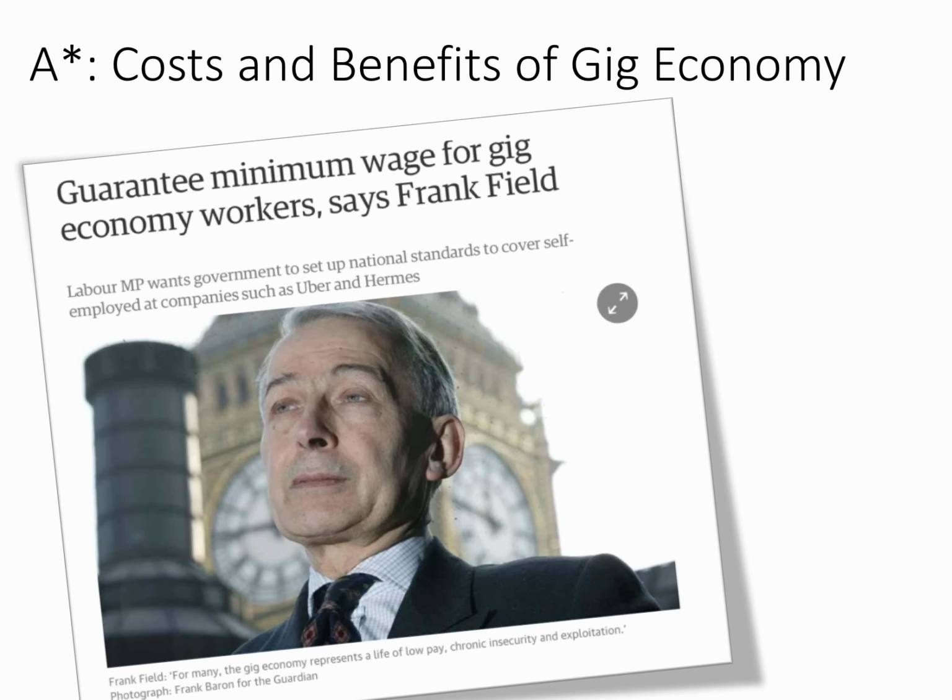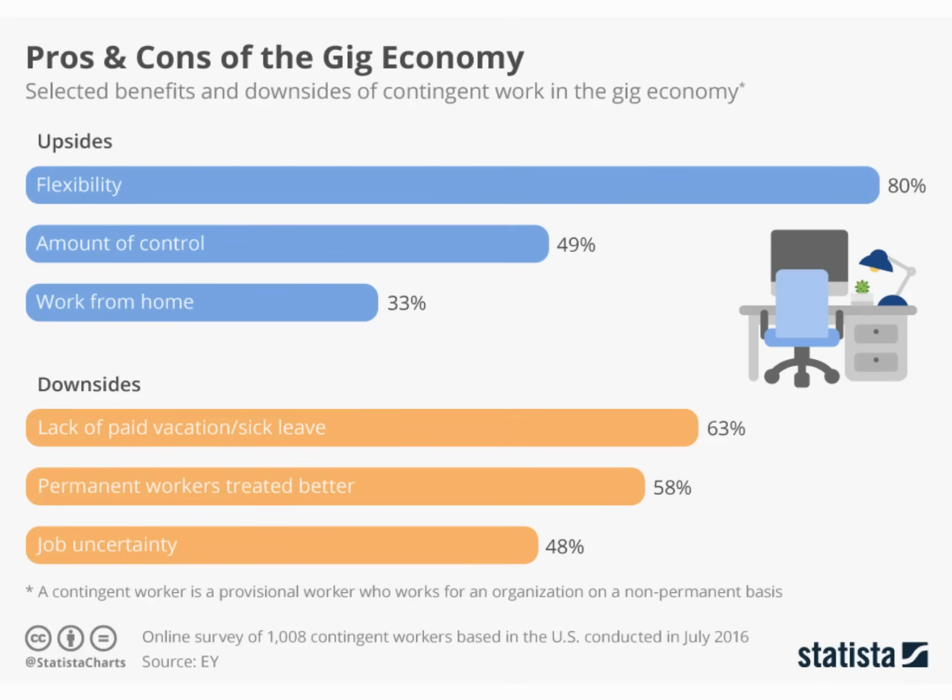And here we have an article from Frank Field, erstwhile Labour MP, arguing that in fact the government should enforce the minimum wage for the so-called gig economy workers. There are quite a few legal challenges going through the courts at the moment from workers in the gig economy trying to get employment rights enshrined in common law through judicial announcements.